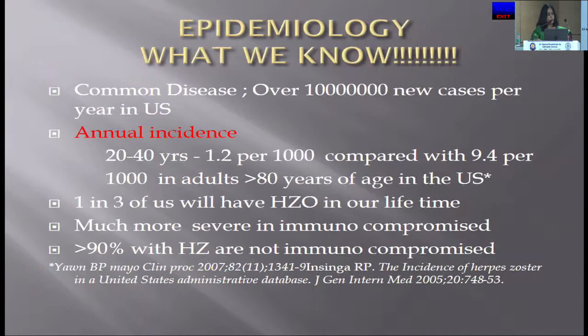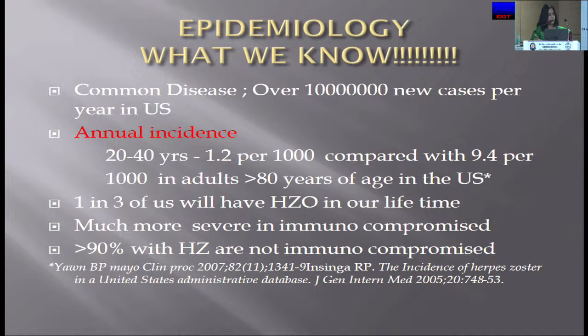So about the epidemiology, what we know presently is one major study from the US. It tells that there are around 1 million new cases per year in the US. We are waiting for a similar study from India. The annual incidence as reported is around 1.2 per 1,000 in the 20 to 40 years age group, as compared to around 9.4 per 1,000 in adults more than 80 years of age. So it is fairly common that 1 in 3 of us will have HZO in our lifetime.